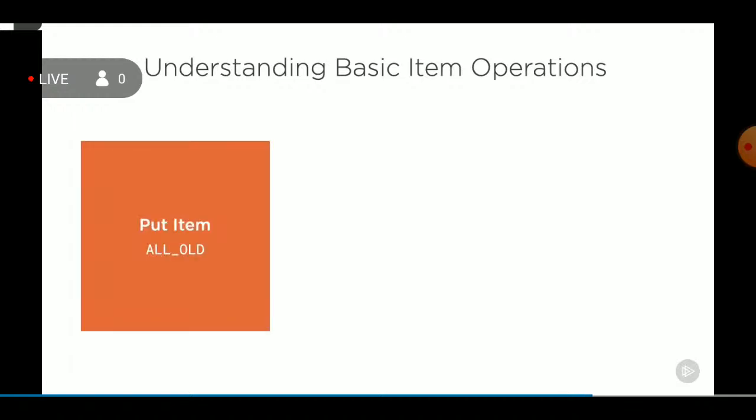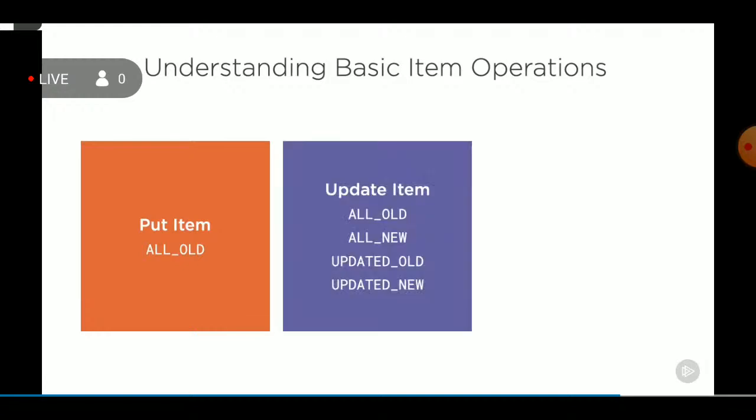So for put item operation, we can return all old values. This means that when we put and overwrite an item, old overwritten item is returned back. However, when we put a brand new item, the return value is ignored. For update item operations, we have quite a few return value options. First, we have all old option, which returns item as it appeared before modification. Similarly to put item operation, all old return option has no effect when the item does not exist.